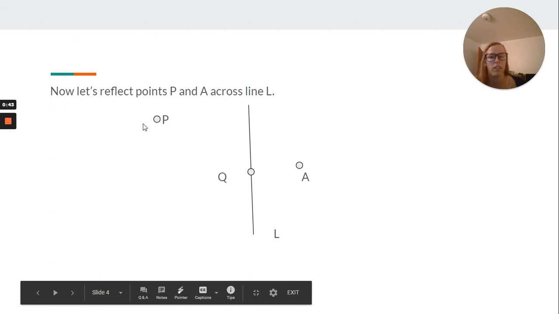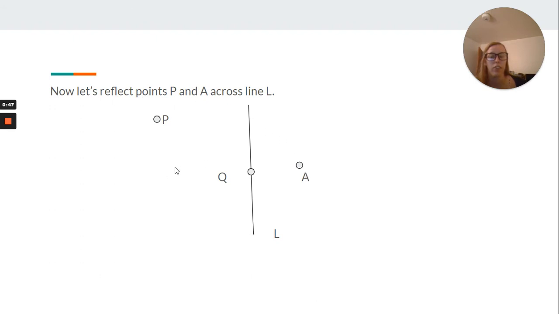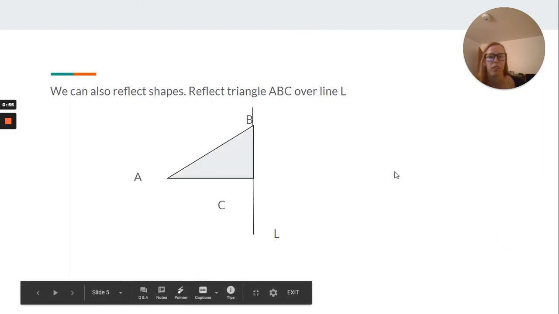So they switch sides. Normally you would keep your other one over here. We didn't do that this time, but normally you would keep it over there as a reference. But there's P, there's A, both across line L.